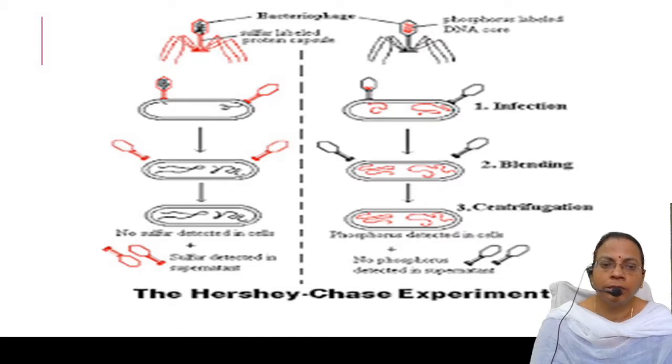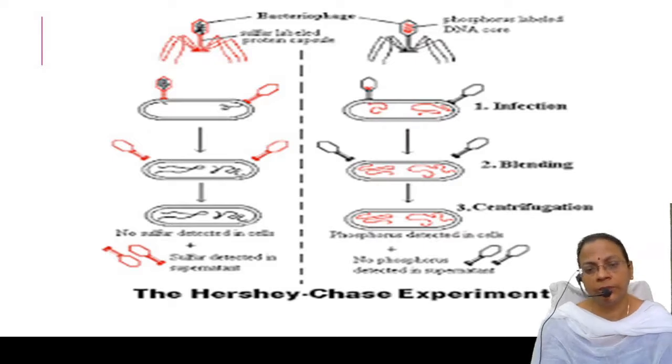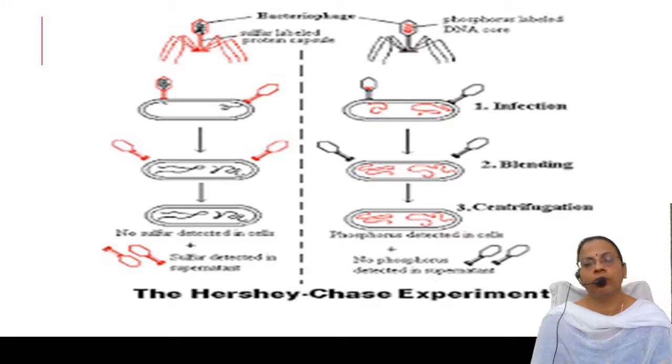And in that, the sulfur radioactivity was detected after the experiment in the supernatant, whereas the phosphorus radioactivity was found in the pellets which are deposited at the bottom.